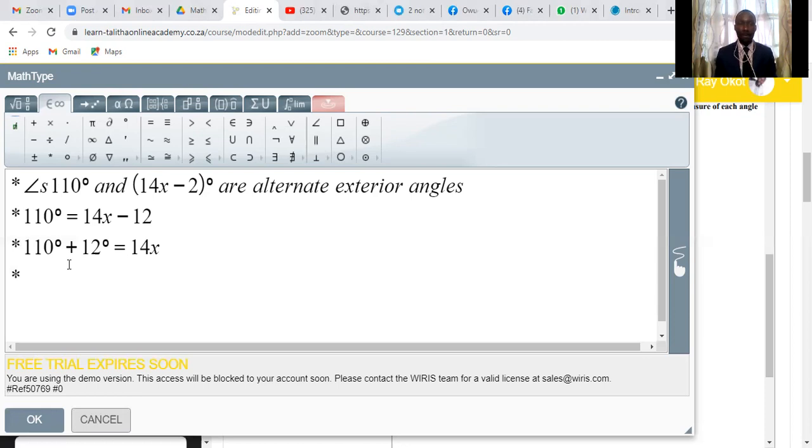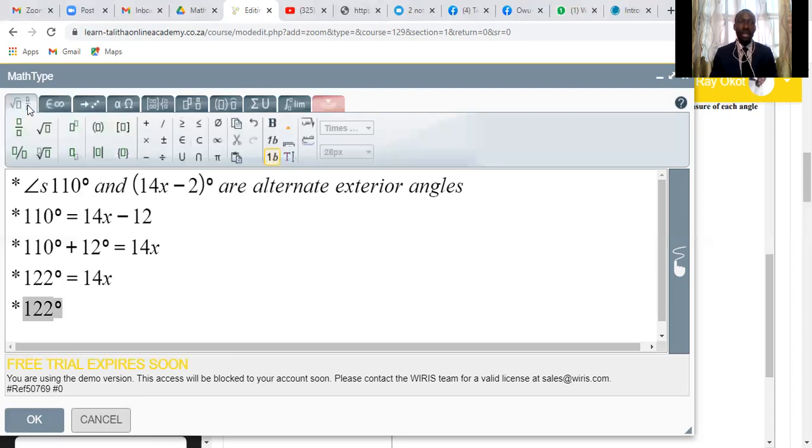Now in the next step, we add 110 degrees to 12 degrees. That would be 122 degrees. Now that is what we have got on the left hand side. Now on the right hand side, we still have what? We have 14x. Now in the step which follows, we want to find the value of x. And what do we do? Well, onto 122 degrees, we do what?